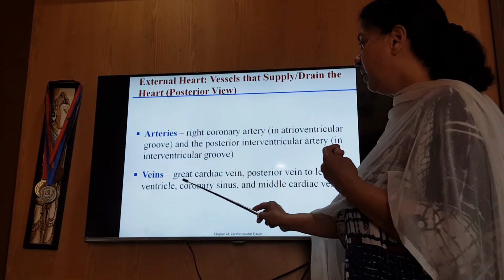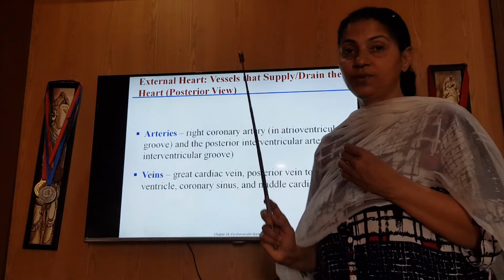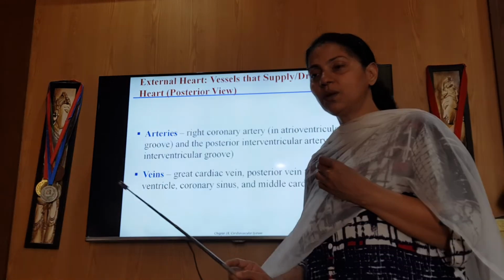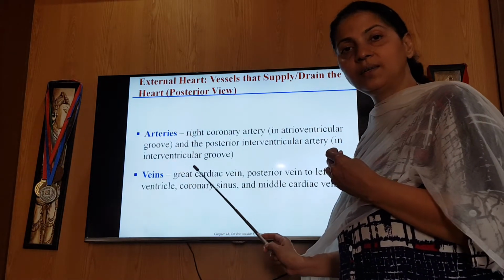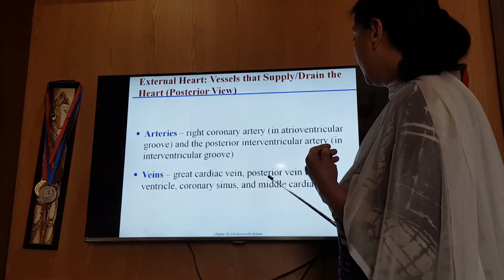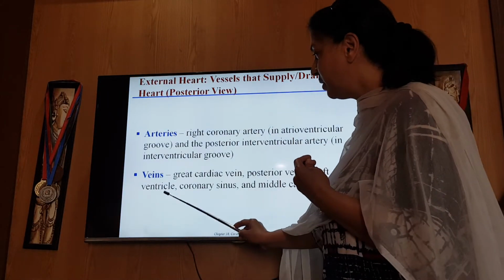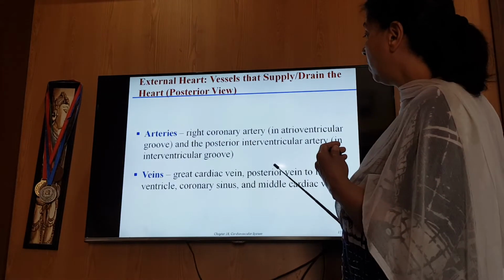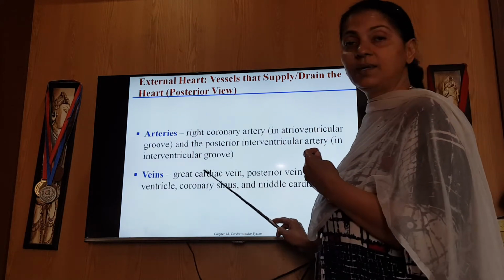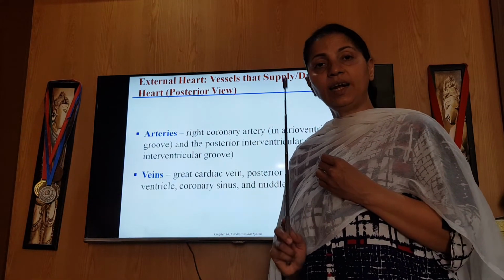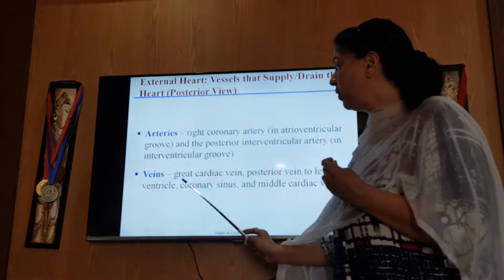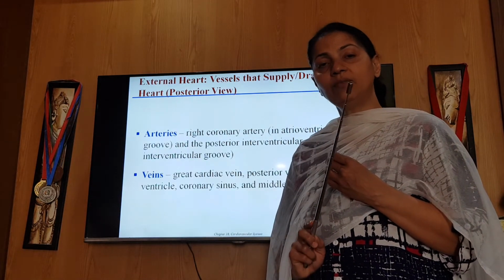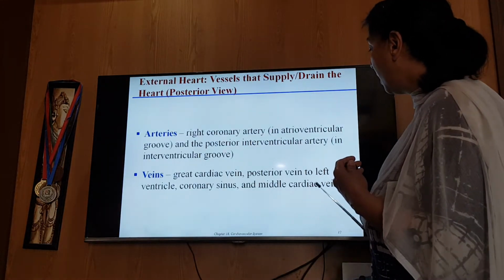Now the veins. Great cardiac vein, which was present anteriorly, isn't it, in anterior interventricular groove. It is going to come a little backwards too. So we will find its terminal part over there. Then the posterior vein to the left ventricle. The middle cardiac vein. Middle cardiac vein is a counterpart of the great cardiac vein. In the anterior interventricular groove, we found great cardiac vein. In the posterior interventricular groove, we will find middle cardiac vein.